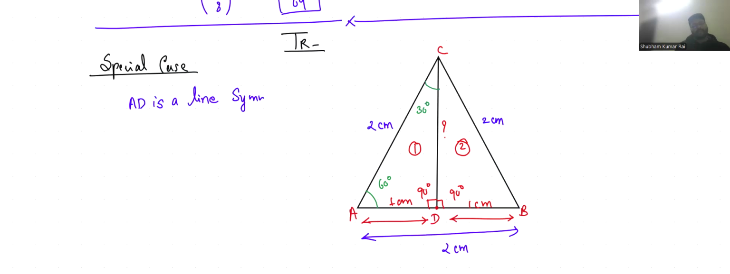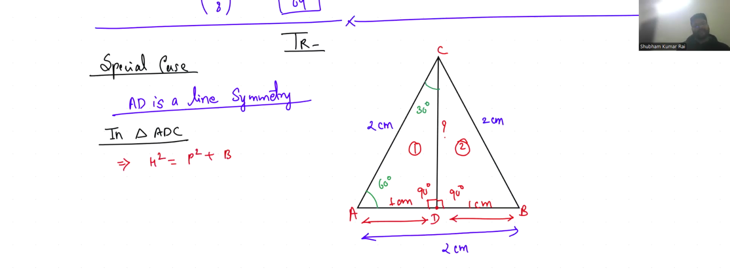Okay. So now here you can see that it is a line of symmetry. Now if we just apply Pythagoras theorem in triangle ABC. As we know, what is the Pythagoras theorem? It is hypotenuse square is equal to perpendicular square plus base square, right? So now if we just substitute the values, what is the hypotenuse over here?